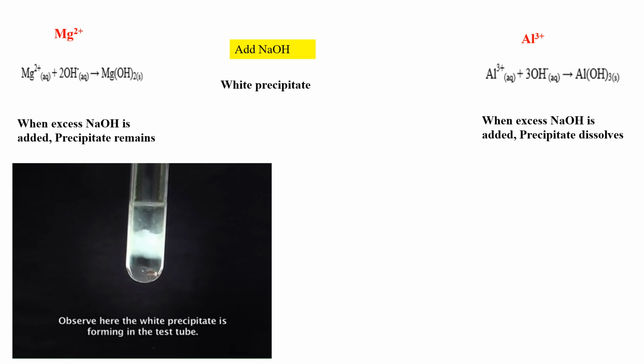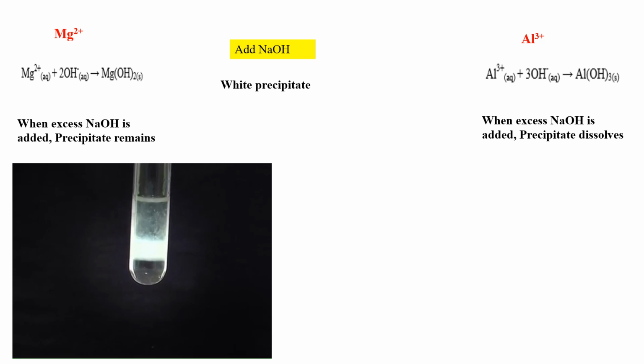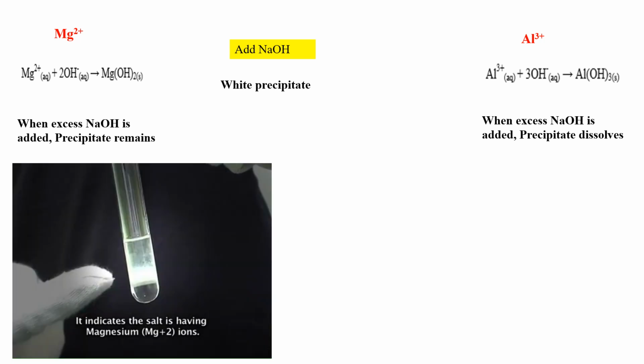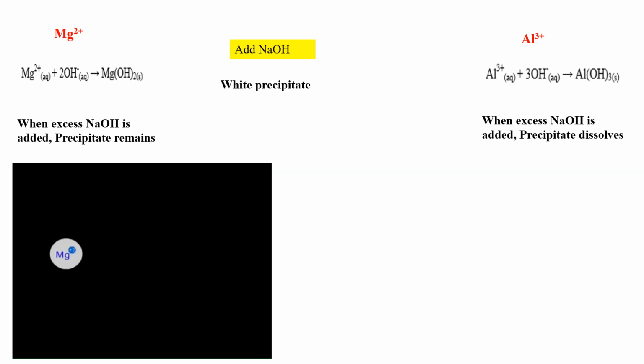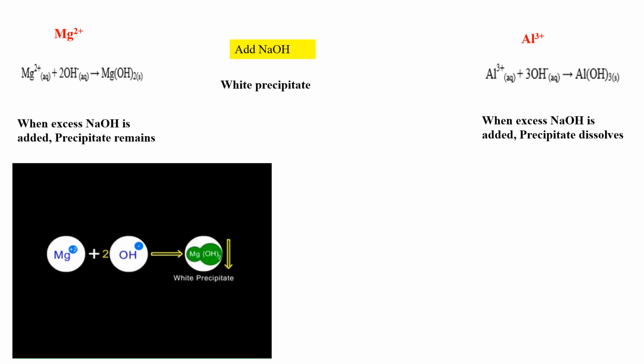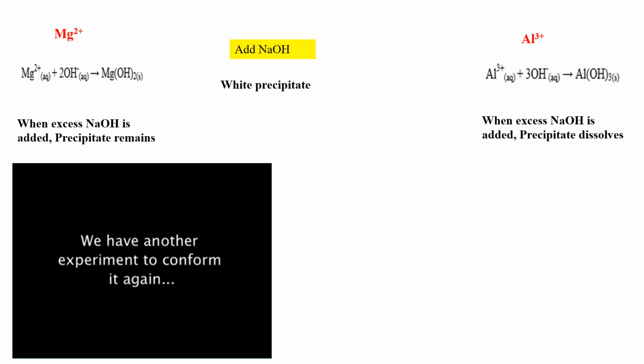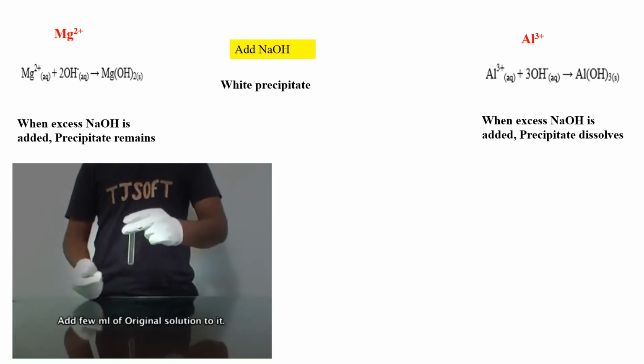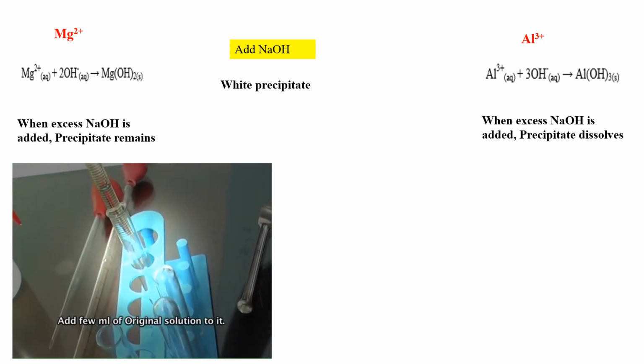Observe here, the white precipitate is forming in the test tube. It indicates that the salt is having magnesium ions. We have another experiment to confirm it again. Take another test tube. Add a few ml of original solution to it.